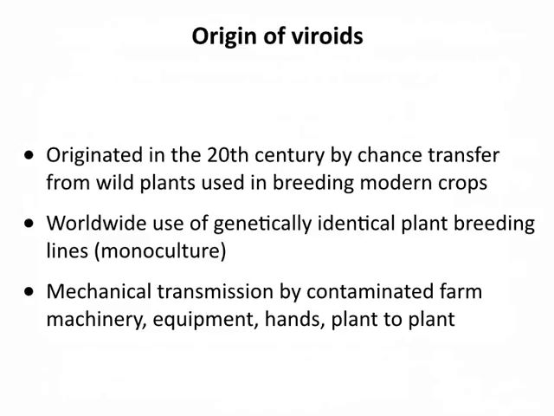So these are probably abundant in wild plants. Now they're in crops, and they are very hard to get rid of. They're transmitted mechanically, most likely by farm machinery, farm equipment, farmer hands, even plant to plant. If you have a row of plants that are close together, there's some evidence that they can go from one to another. You have a tractor that's rolling through the fields, crushing plants. If there are viroids in them, a tractor can take those into another field as well.